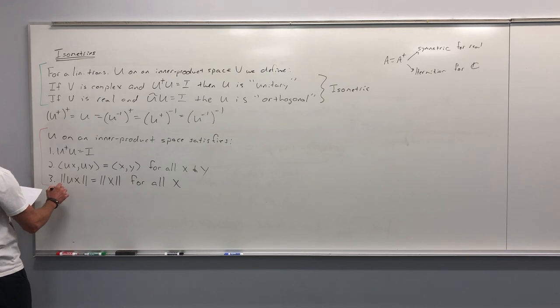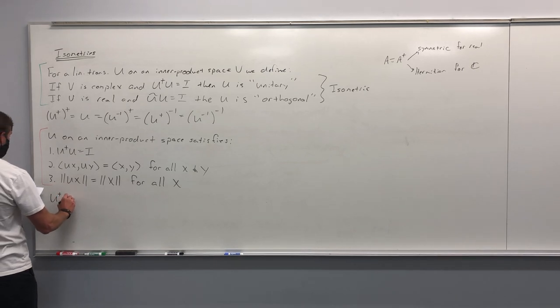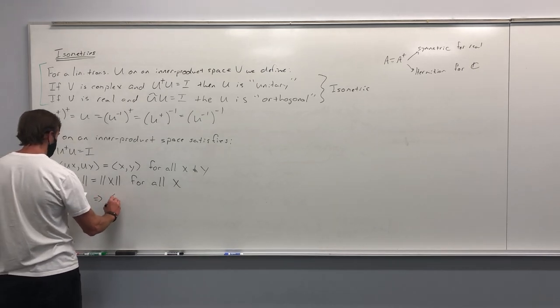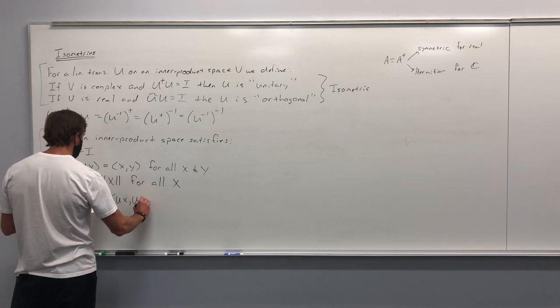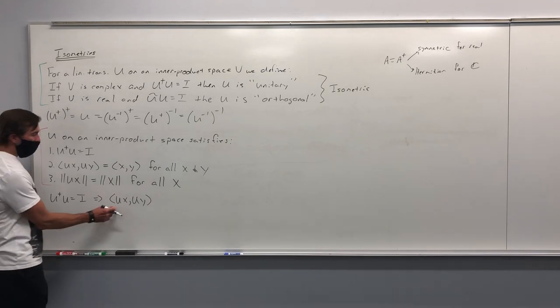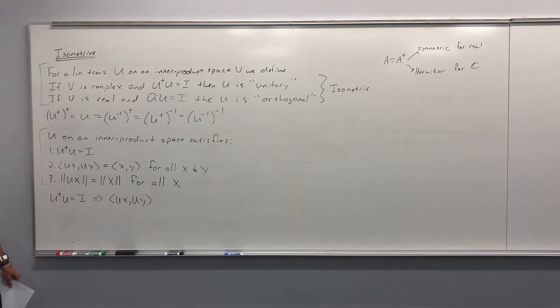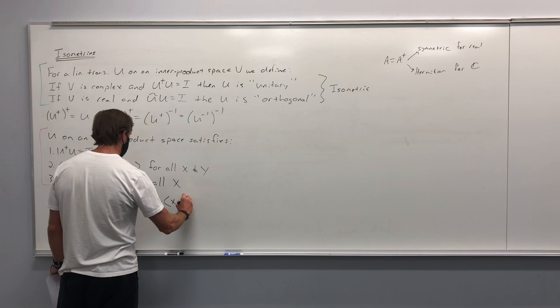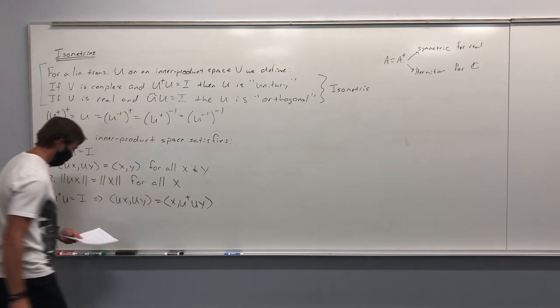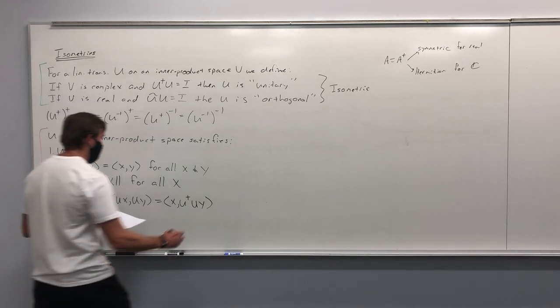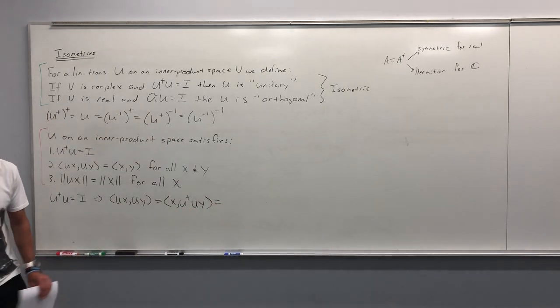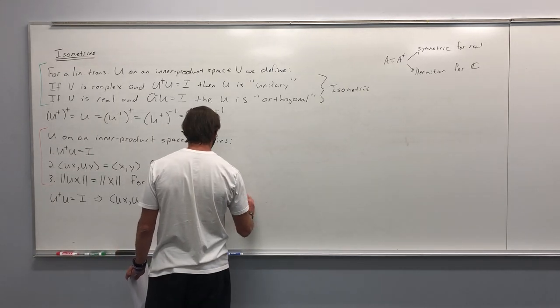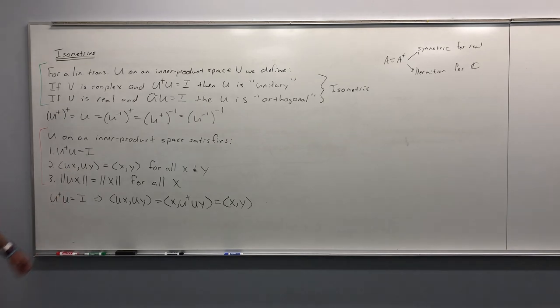So I've got U dagger U equals the identity. And now I want to consider Ux, Uy. Now what do you think I'm going to do with one of these U's? I'm going to move it to the other term, because I can always do that, as long as I use the adjoint. But what is U dagger U? The identity. So this is just going to be x and y, for any x and y. Boom! Done. It's pretty sweet, right?